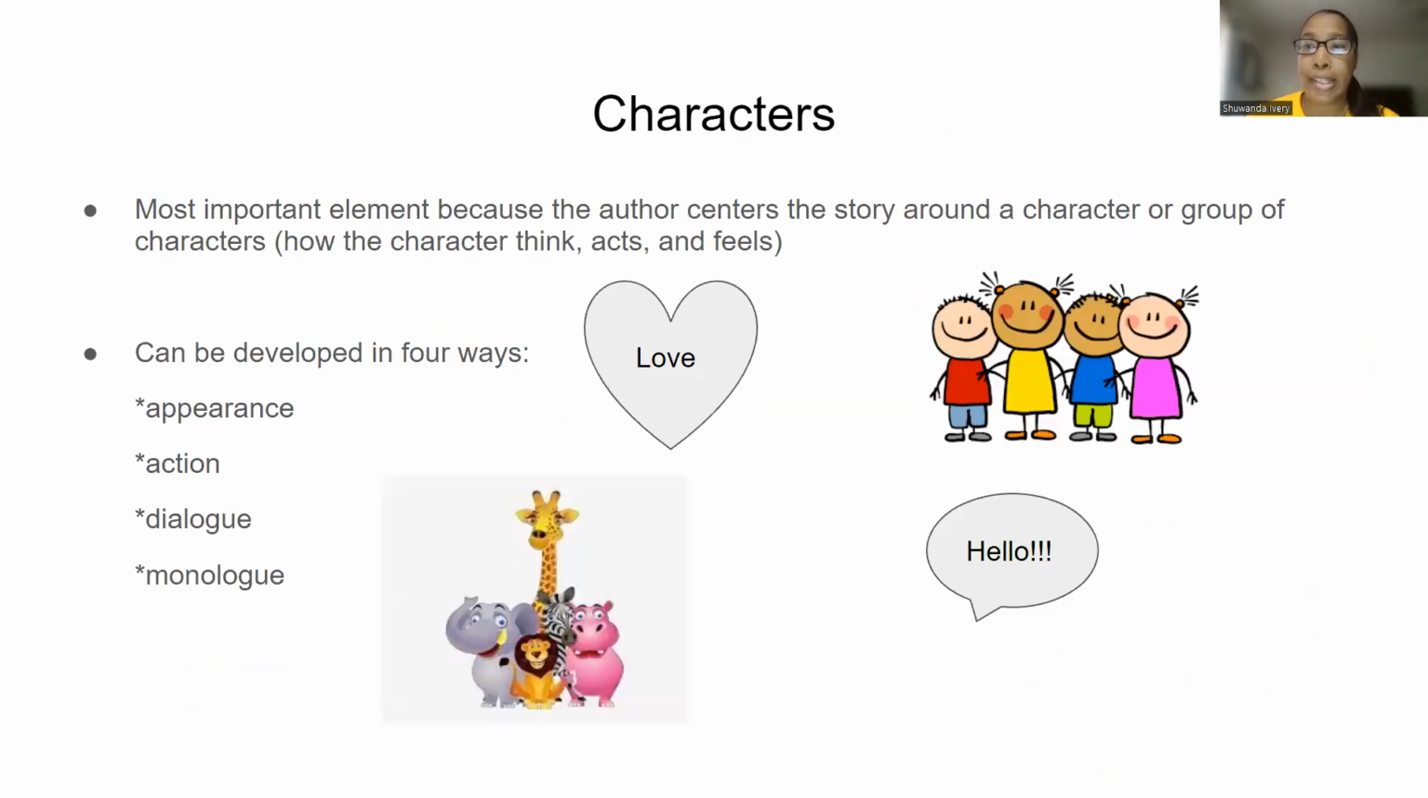We're going to get into the elements of a narrative. The first and most important element of a narrative is the characters. The characters are important because they are what the author centers their story around. They talk about what the characters think, how they act, and what they feel. Characters can be developed in 4 ways: appearance, action, dialogue, and monologue.